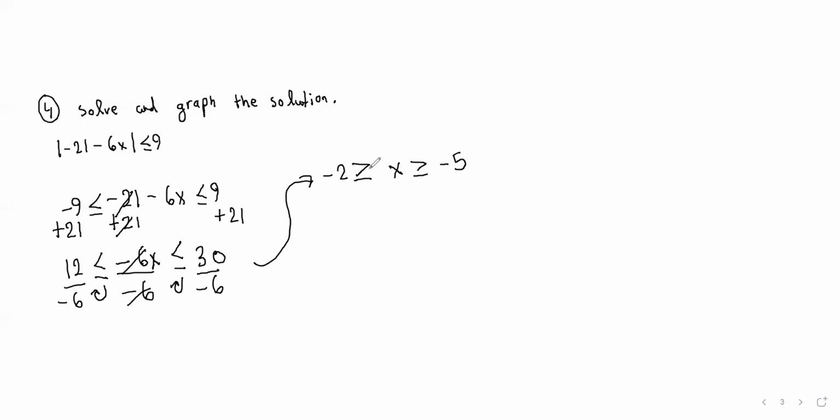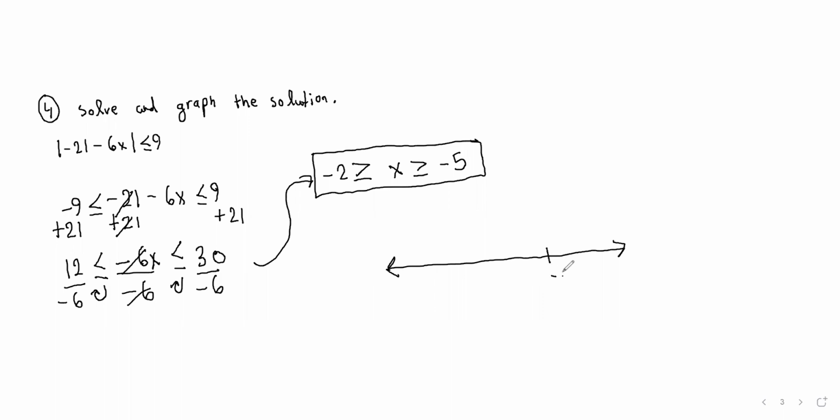And so here's our solution. We have that x is less than or equal to minus 2, and greater than or equal to minus 5. So that's the first part. The second part is that we want to graph the solution. So we always start this off by having a number line. And on this number line, we need to mark the numbers minus 2 and minus 5. So minus 2 will be, let's say, somewhere right here. Minus 5 would be a little bit to the left.